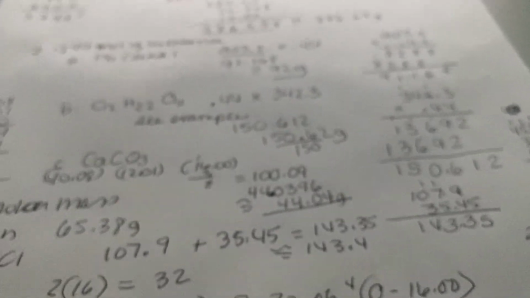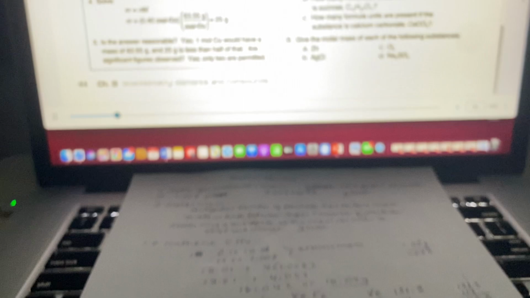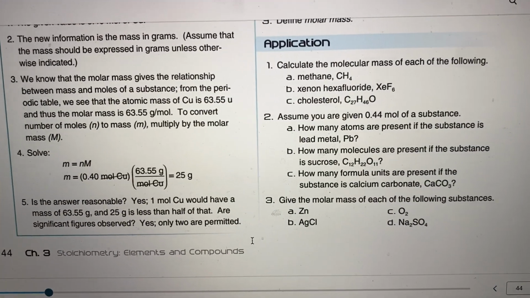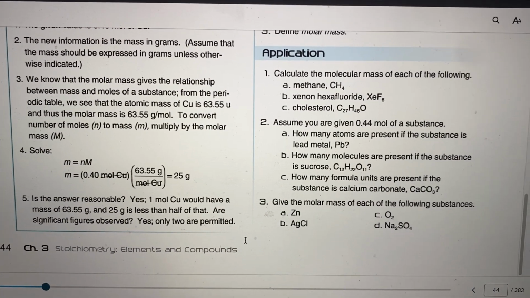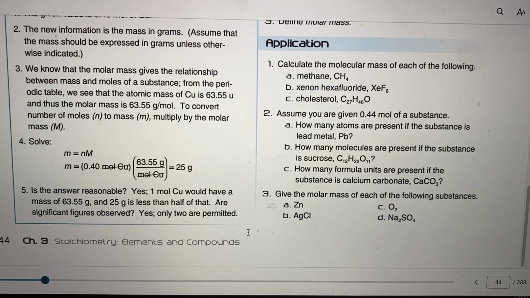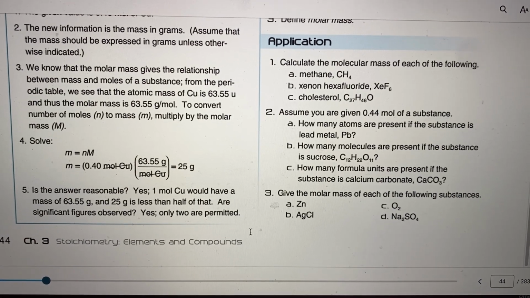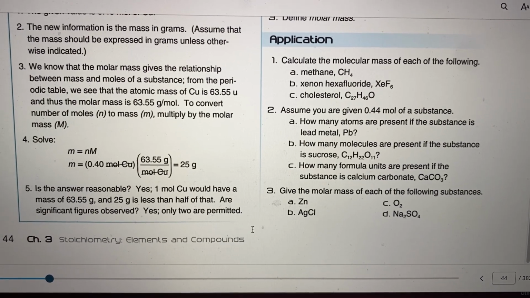Anyway, I will help you do these as you want, but they're not that hard to do. Basically, you have to find the molecular mass of them, and then change it through Avogadro's number to grams. So you're just taking the very small and making it very big.